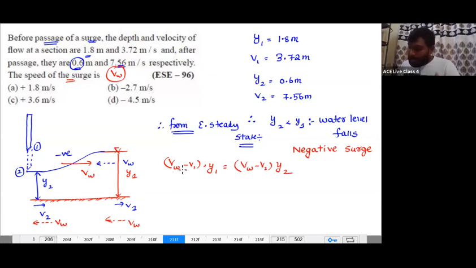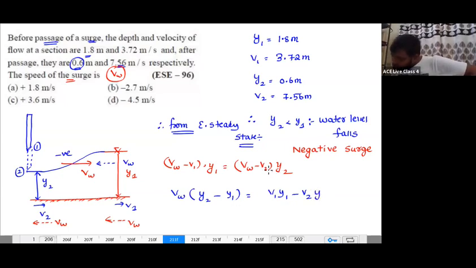Okay. Now I want VW. So let's take the VW terms on one side. VW into Y2 minus Y1 is equal to V2 Y2 minus V1 Y1.